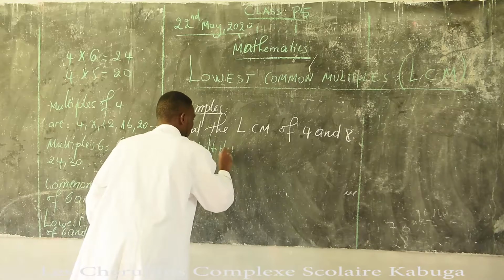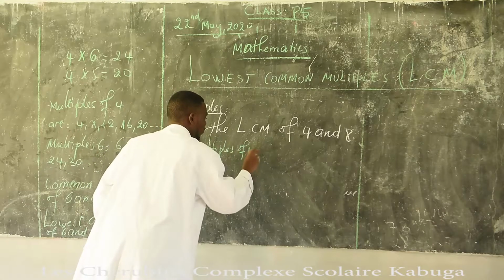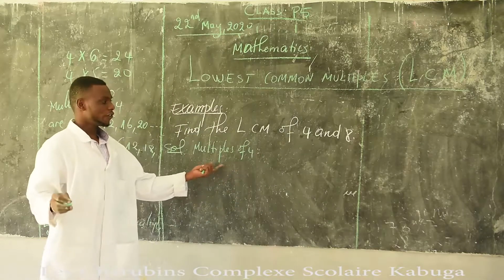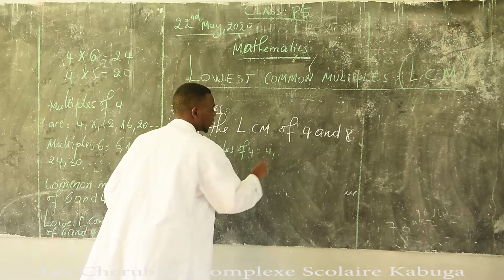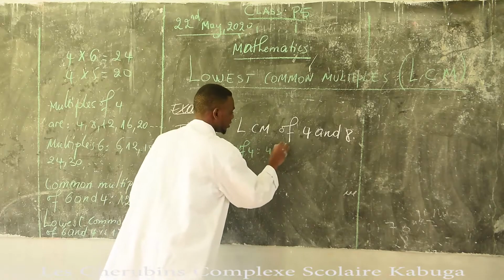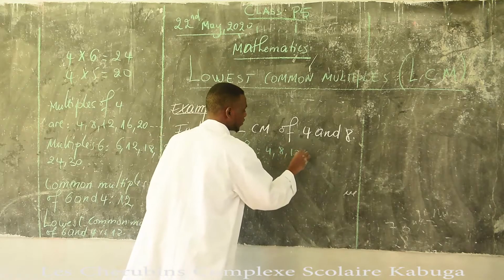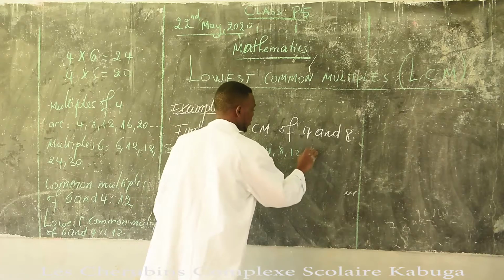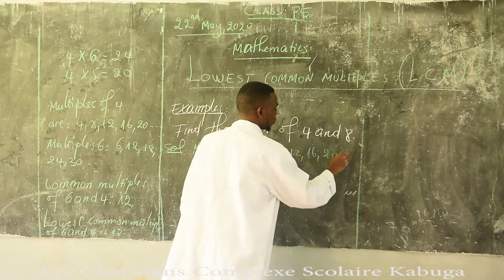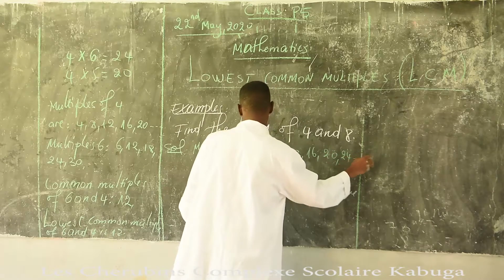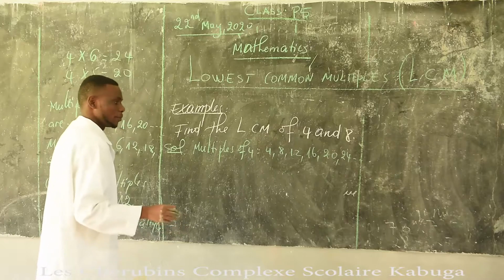Multiples of 4. What are the multiples of 4? Multiples of 4, we have 4, 8, 12, 16, 20, 24, and so on. So what are the multiples of 8?